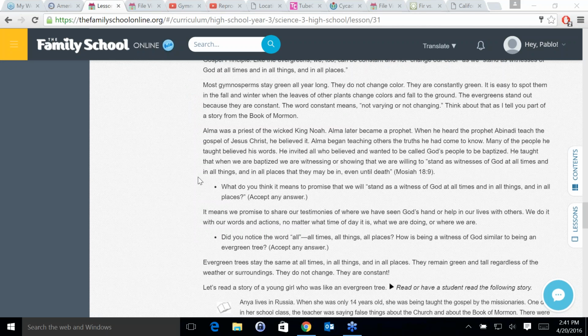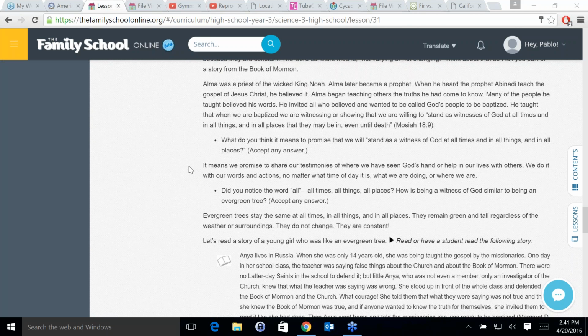Many of the people he taught believed his words. He invited all who believed and wanted to be called of God's people to be baptized. And he taught that when we are baptized, we are witnessing or showing that we are willing to stand as a witness of God at all times and in all things and in all places, even unto death. Mosiah 18:9.